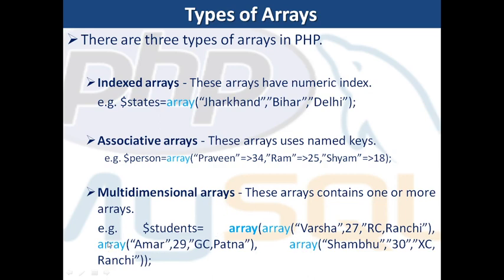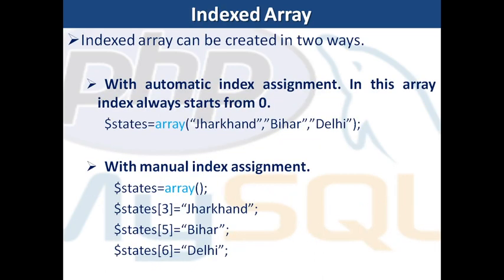Now back to our indexed array. What is an indexed array? An indexed array can be created in two ways. With automatic index assignment, the index always starts from 0. So $states array Jharkhand, Bihar, Delhi, the index will be 0, 1, and 2. And with manual index assignment, like $states[3] Jharkhand, $states[5] Bihar, $states[6] Delhi.